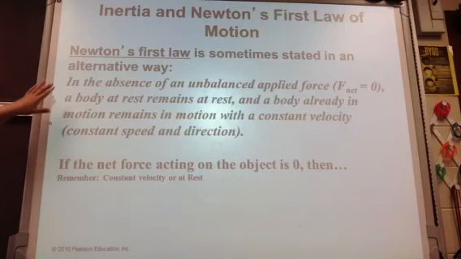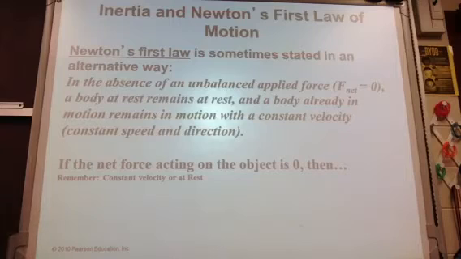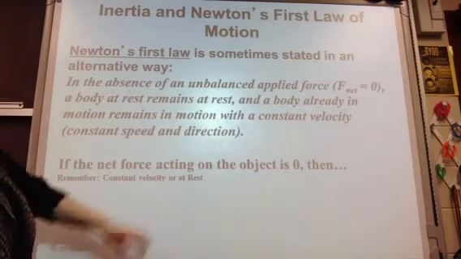So, absence of an unbalanced applied force, or net force is equal to zero. An object at rest will stay at rest, or if it's already moving, it's going to continue to move with that constant velocity. So constant speed, constant direction.